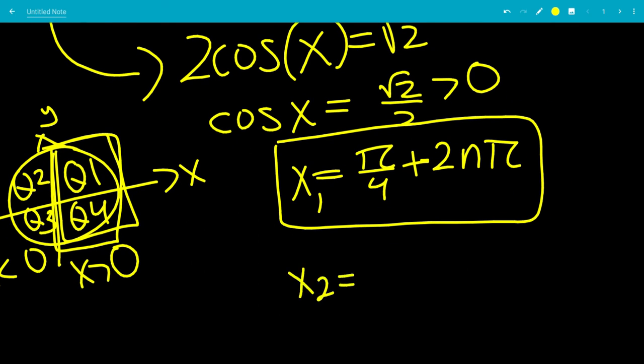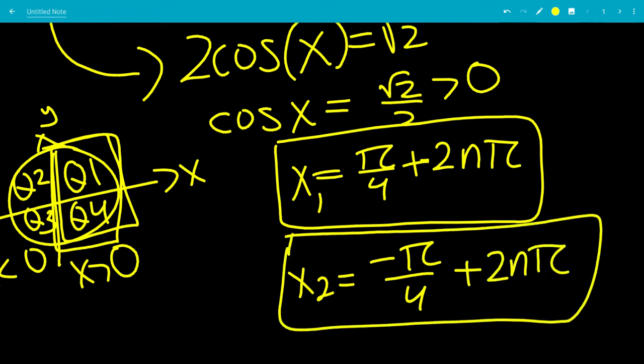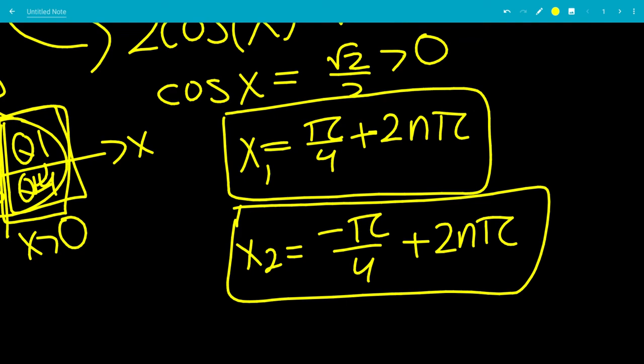The angle in the fourth quadrant, now you could either do negative pi over 4 plus 2n pi, so basically making the base negative, so that would put us in the fourth quadrant, or if you think about it, it ends on 2 pi, it has to be 7 pi over 4 plus 2n pi, but that's the same thing, because n can go to n plus 1.